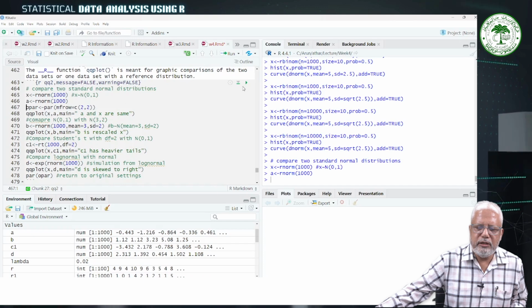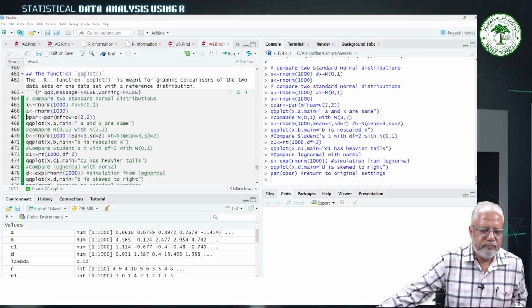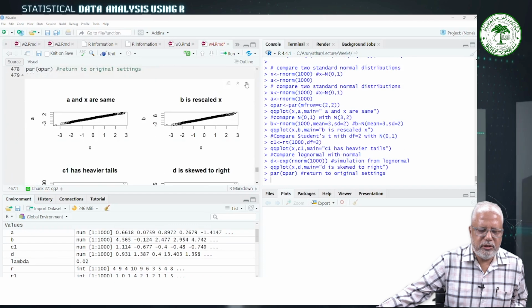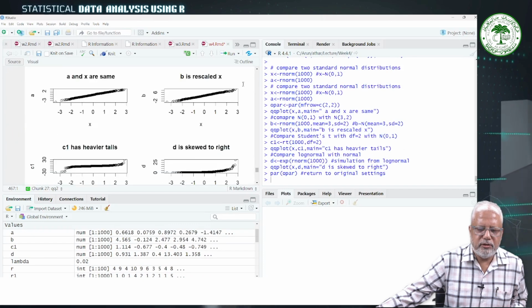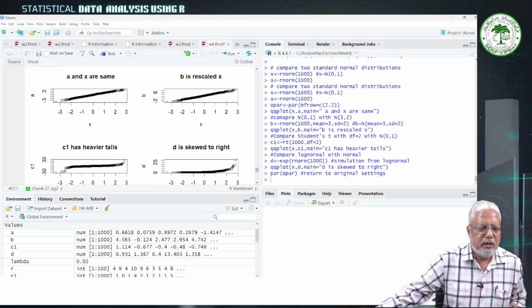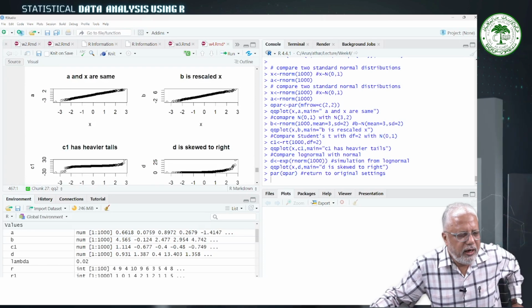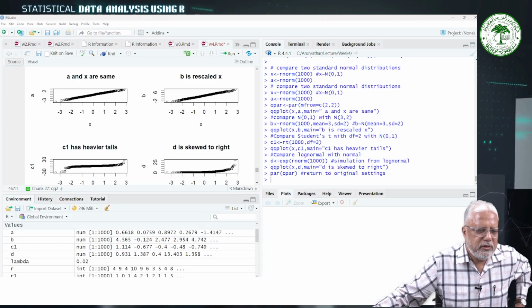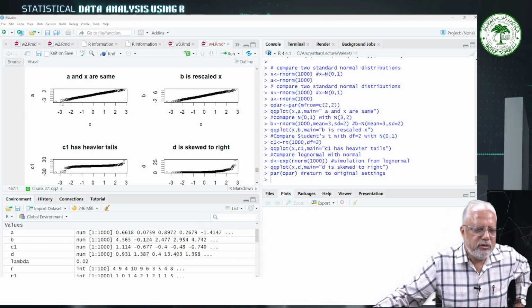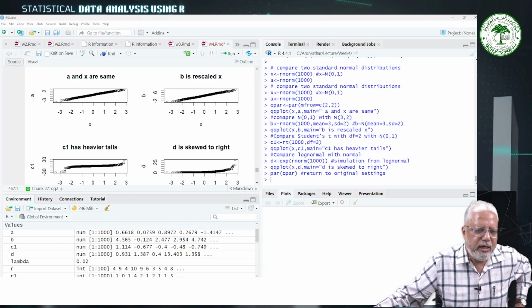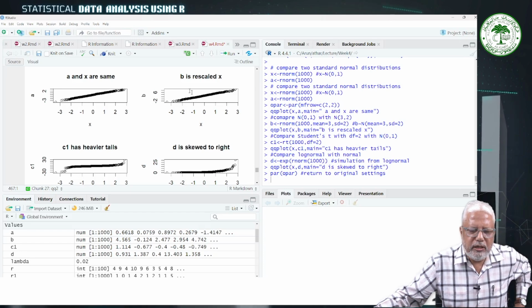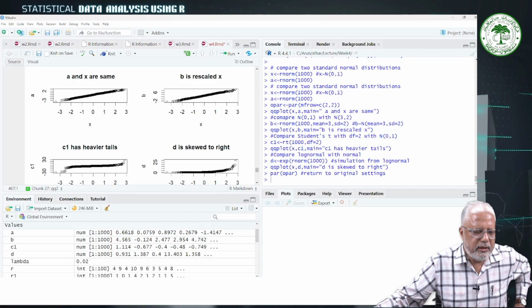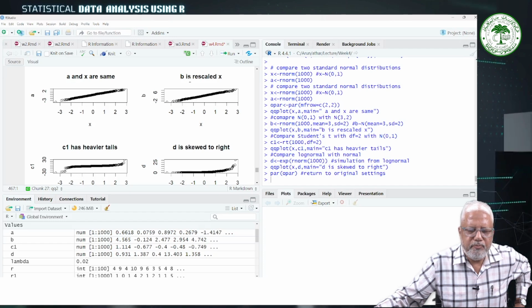So if we run, see what happens. See, this is the result. So here on the x and y axis both are from the normal distribution, so y is equal to x is satisfied. Here in the case of B, B is what?